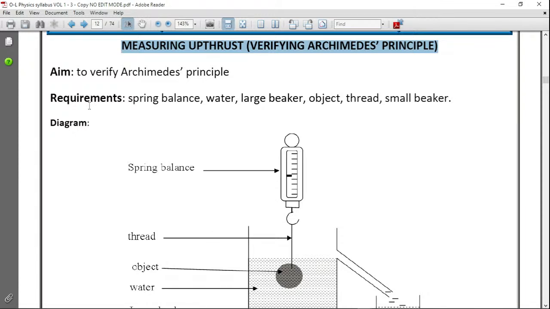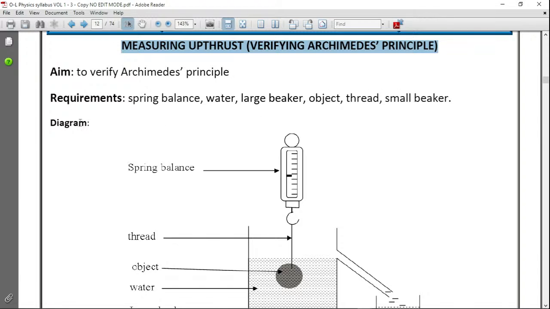Aim. In an exam, if you're asked to do this, this is what you do. Aim: to verify Archimedes' principle, or you say an experiment to verify Archimedes' principle. Requirements: spring balance, water, large beaker, object, thread, small beaker.